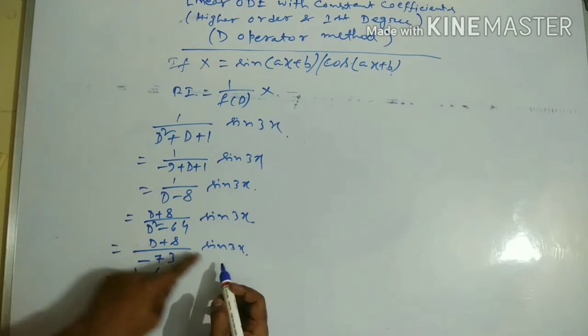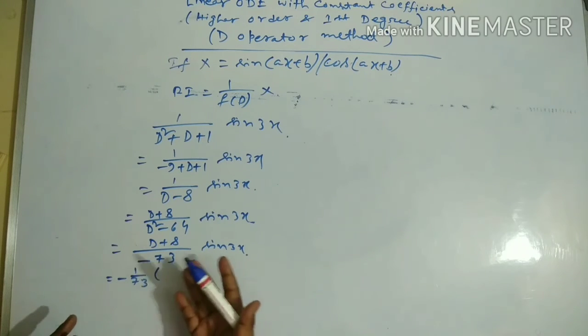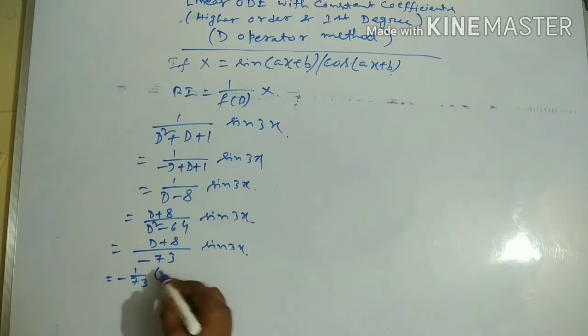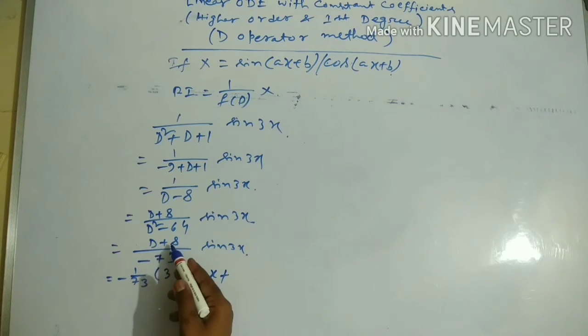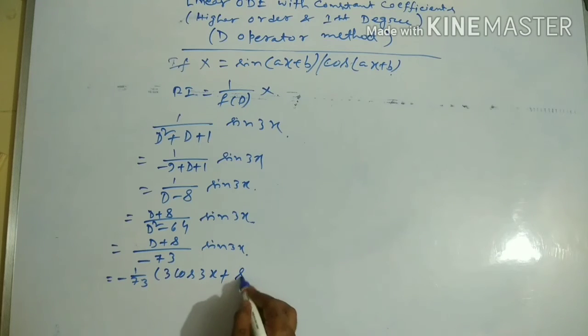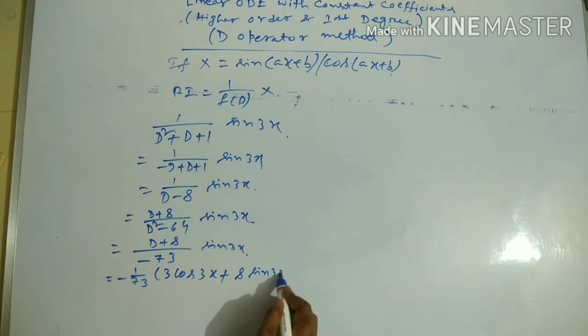If d is operating on sine 3x, what is the function of d? Differentiation. So differentiation of sine 3x will be 3 cos 3x, plus 8, since 8 is a constant, it will just multiply sine 3x. So it will be 8 sine 3x. Okay, so this is the particular integral.